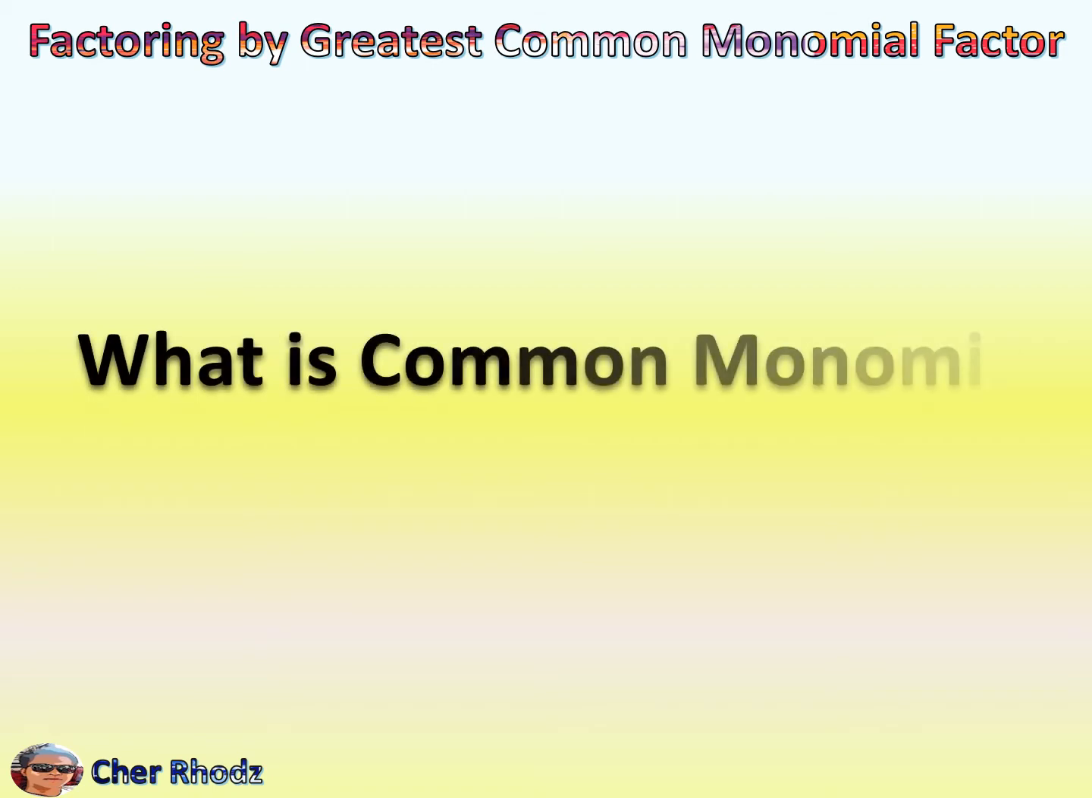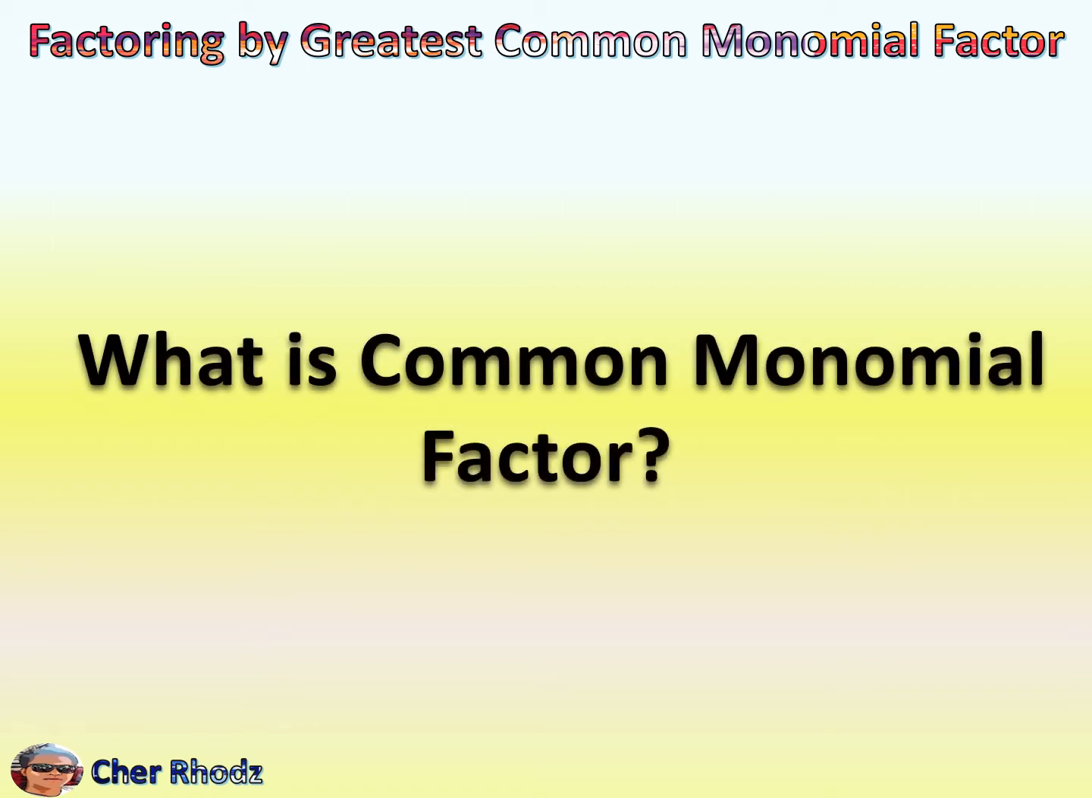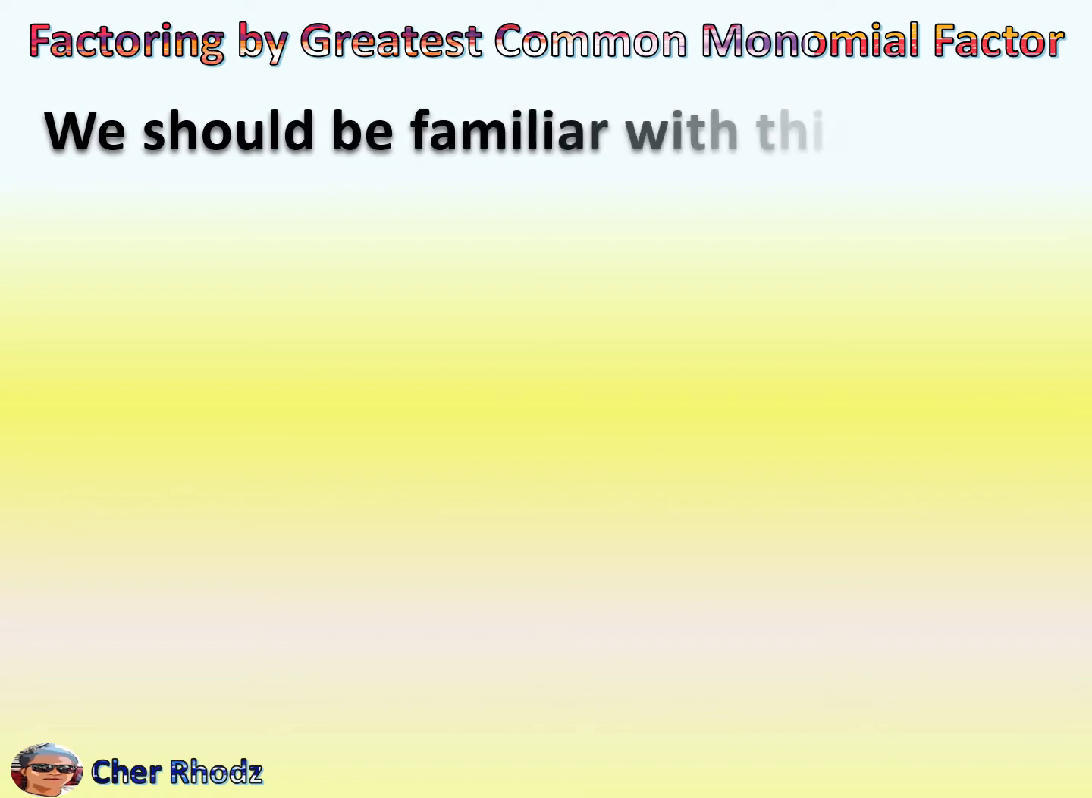Before we start with our discussion, let us first get to know what a common monomial factor is. Common monomial factoring is the process of writing a polynomial as a product of two polynomials, one of which is a monomial that factors each term of the polynomial. We should also be familiarized with this one.